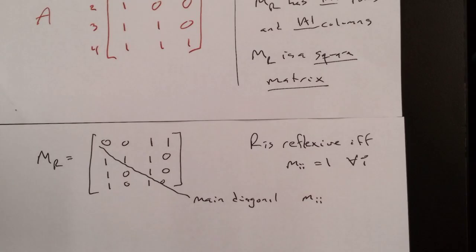So let's ask the other three. Symmetry. How would I know from this matrix whether or not my relation is symmetric?